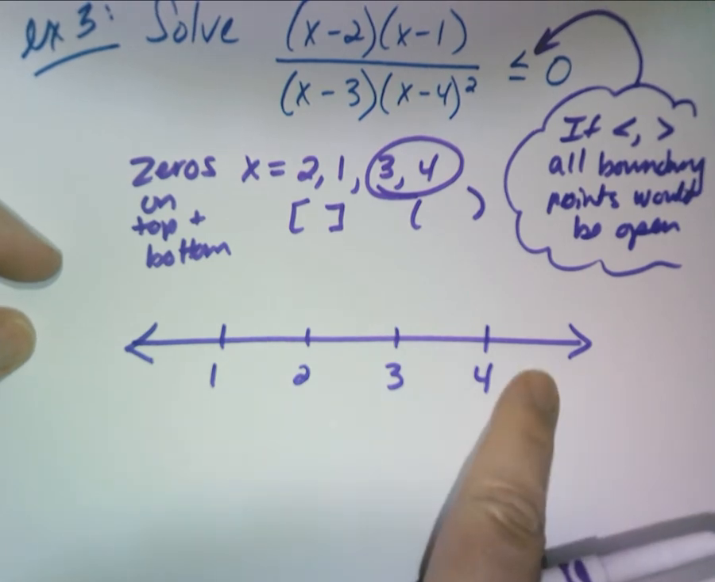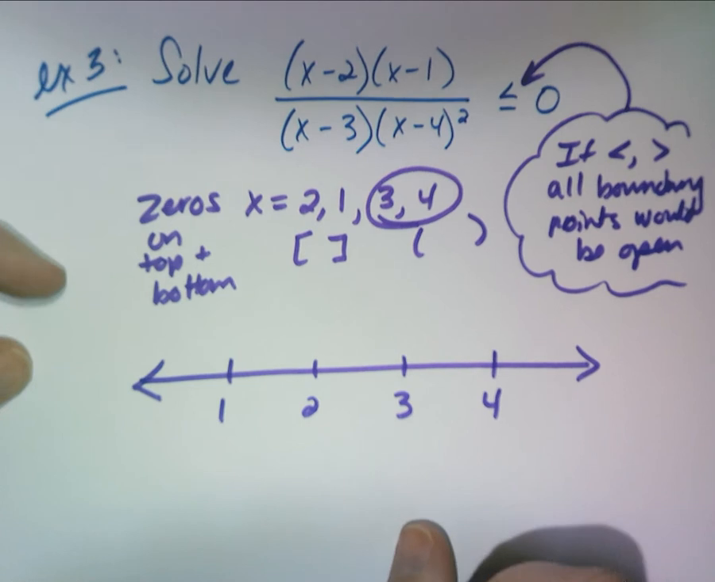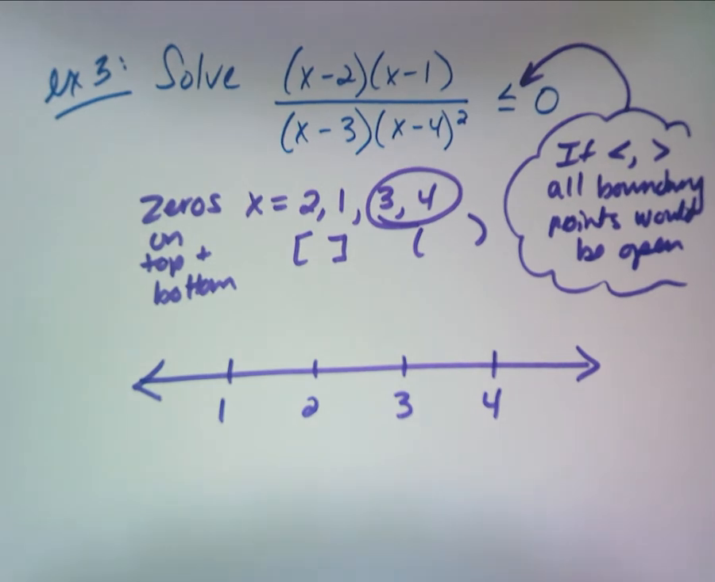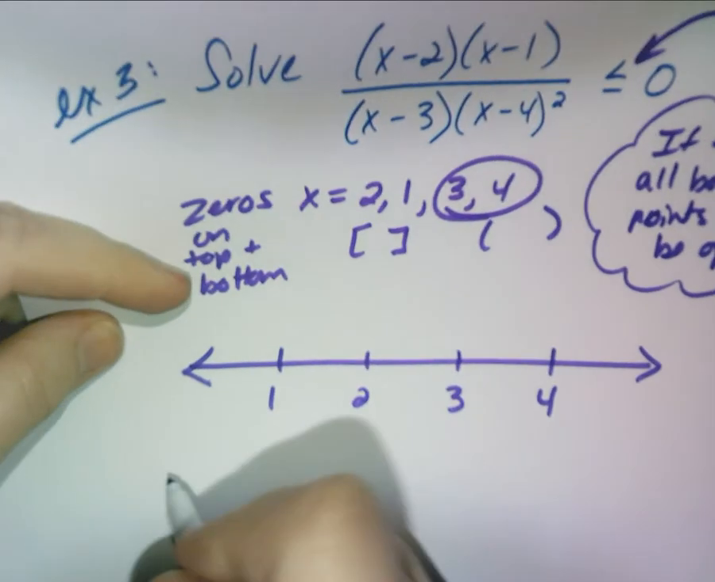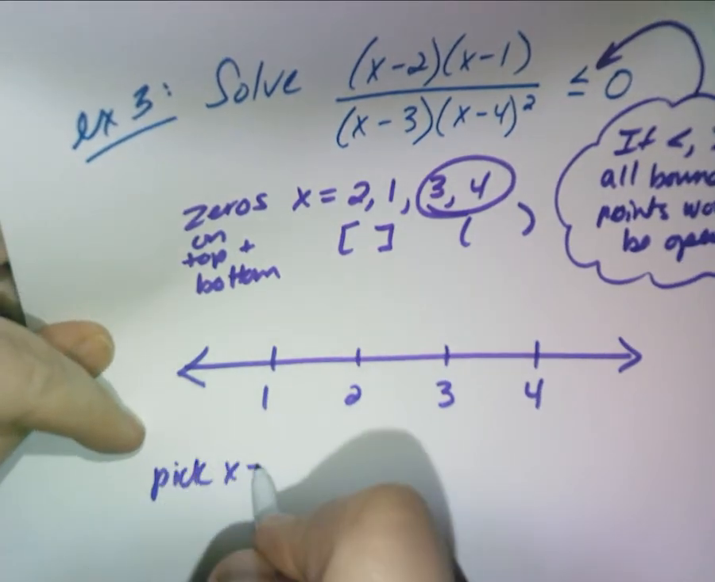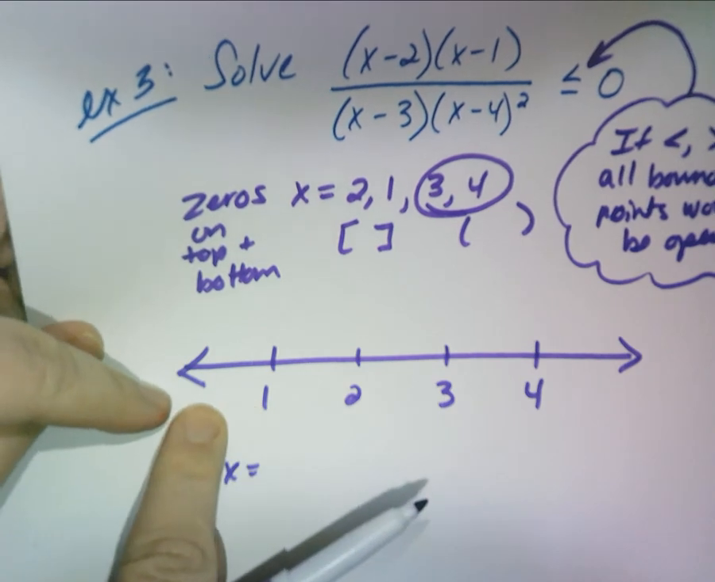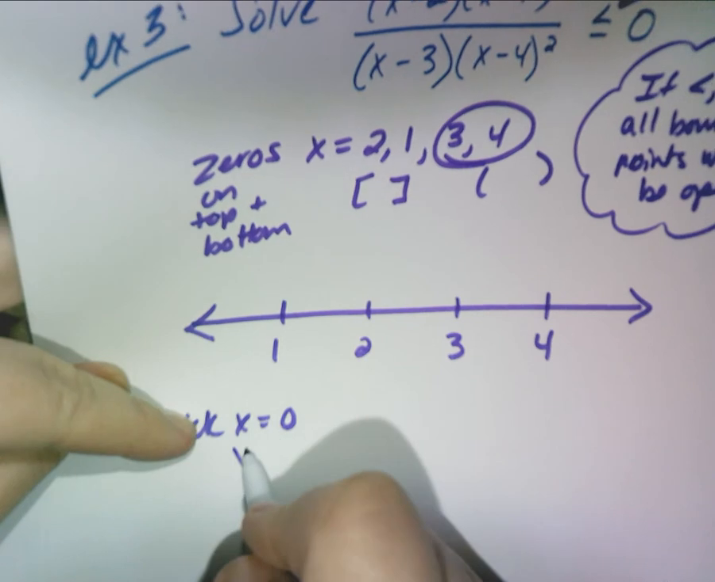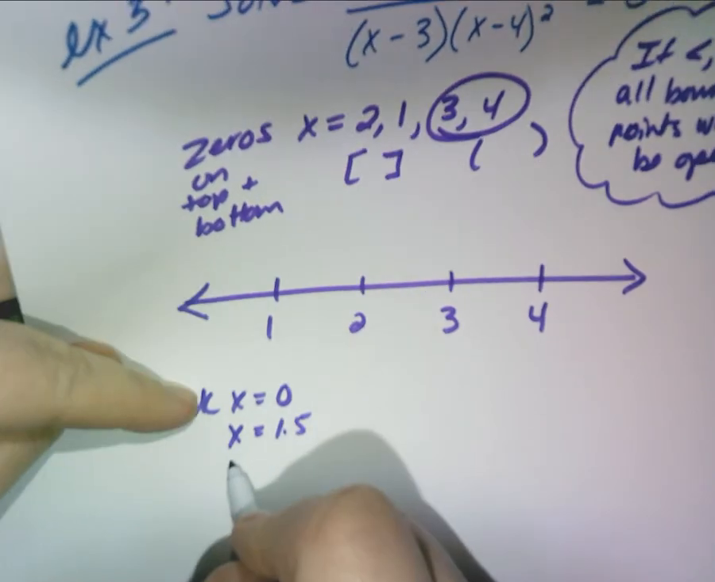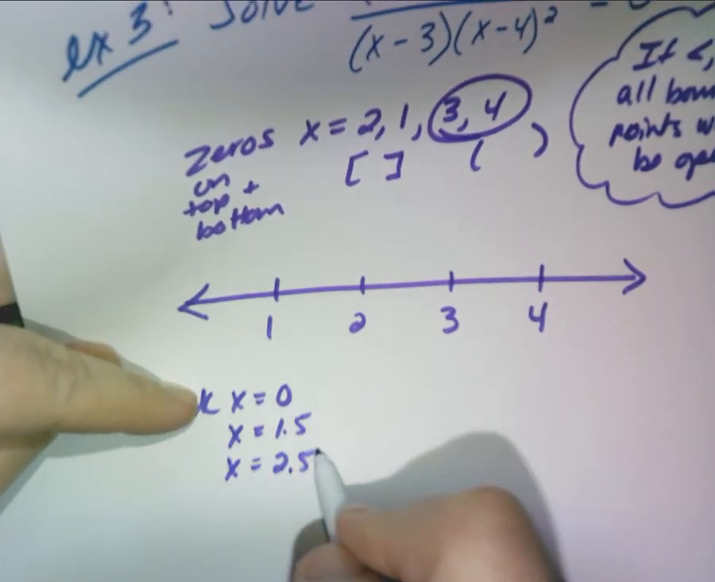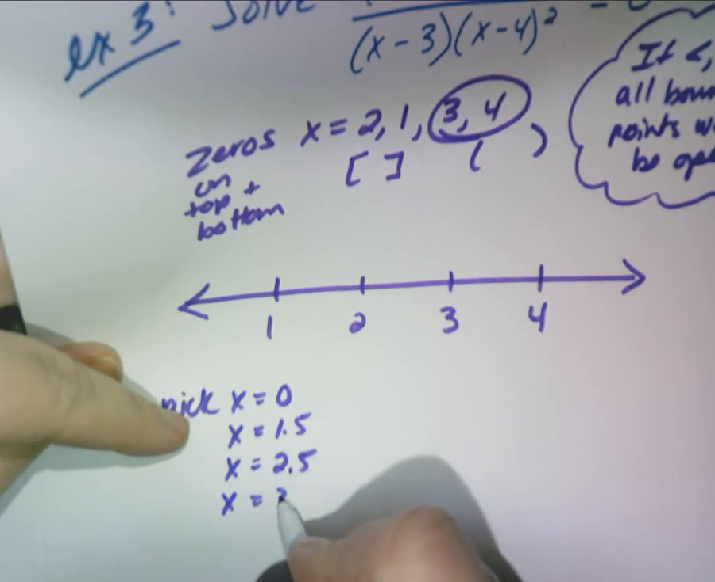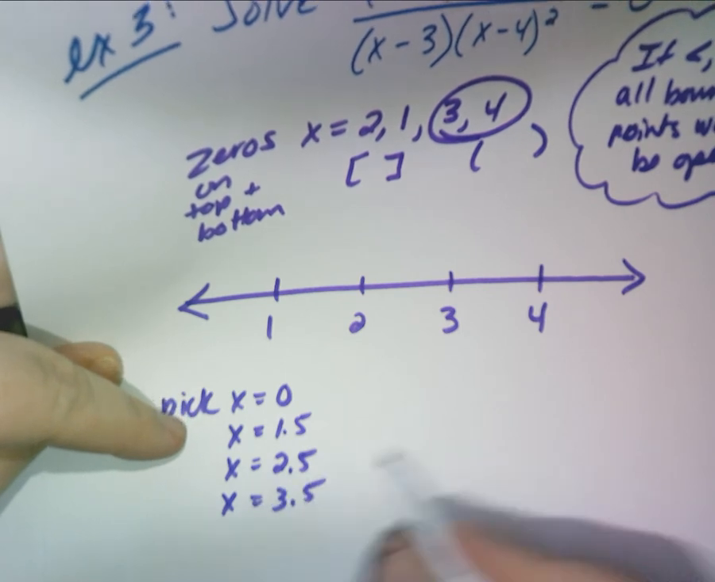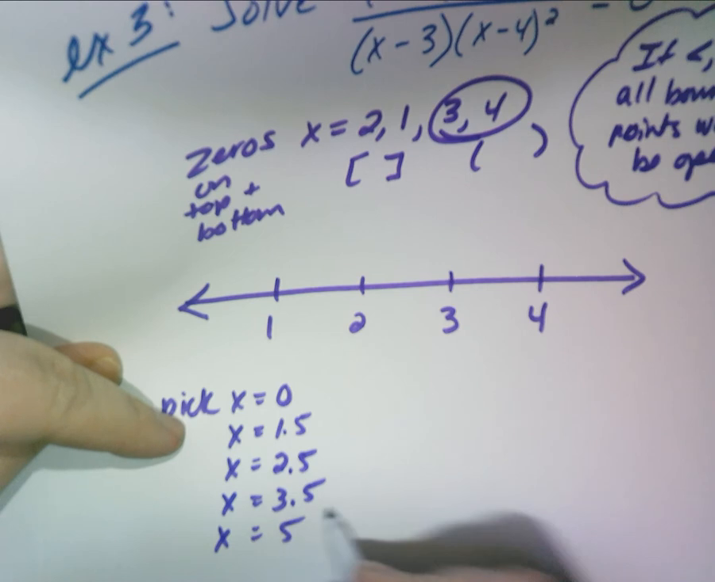5 zones. Okay? So let me again show you how to test these zones. You still have to pick numbers, but it's just slightly different with a fraction. So you pick a number in each one of these zones. Pick a number that comes before 1, make it easy: 0. Pick a number between 1 and 2: 1.5. Between 2 and 3: 2.5. Between 3 and 4: 3.5. Between or after 4, we'll pick 5.